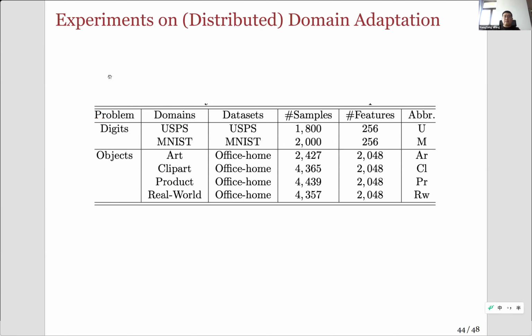And some experiments on different kinds of applications. Like the first one is domain adaptation, and we do some experiments to show whether the introduced decentralized entropic optimal transport algorithm can work for domain adaptation.